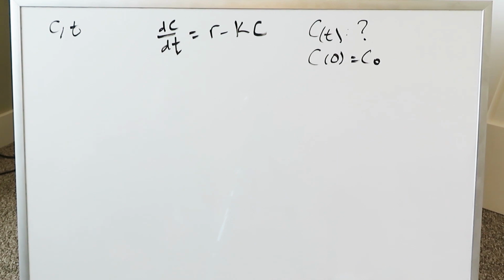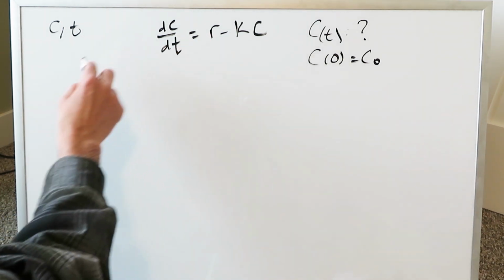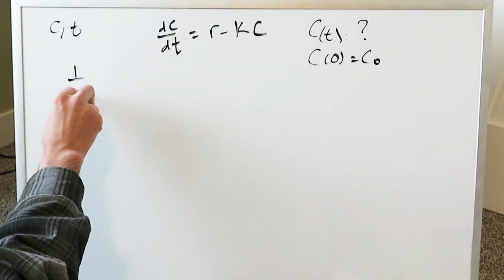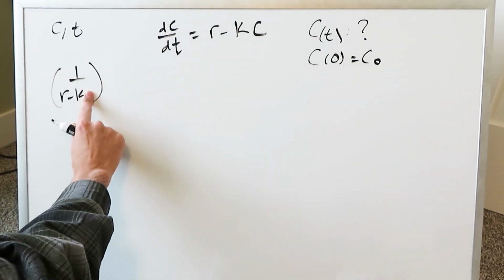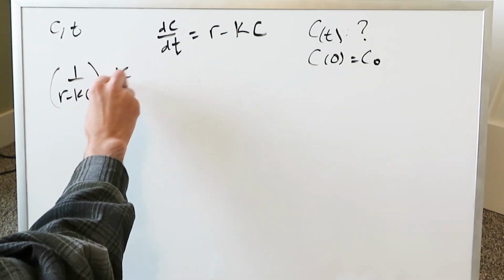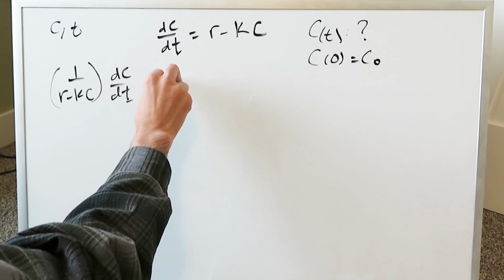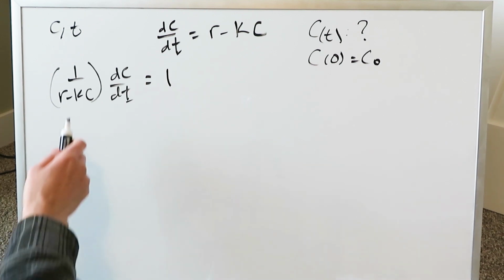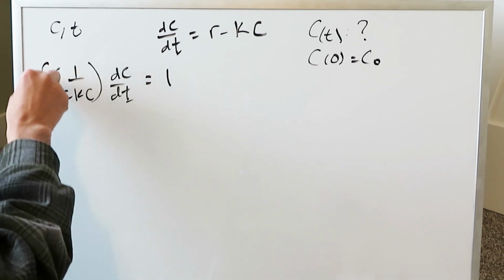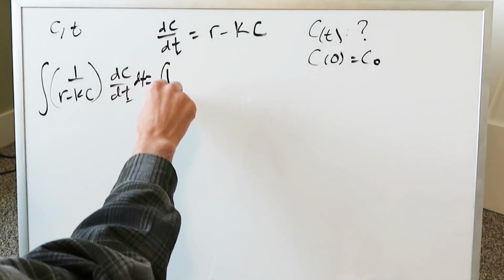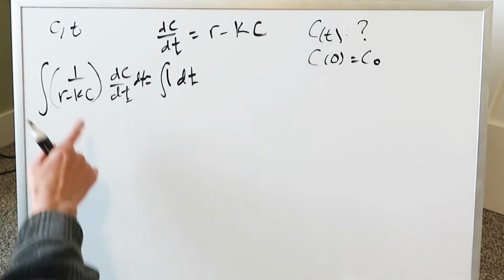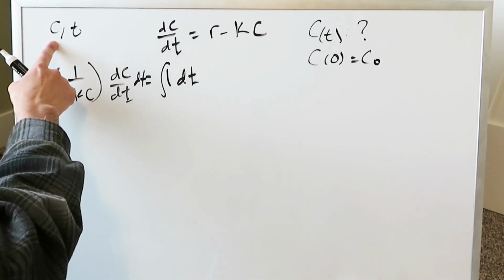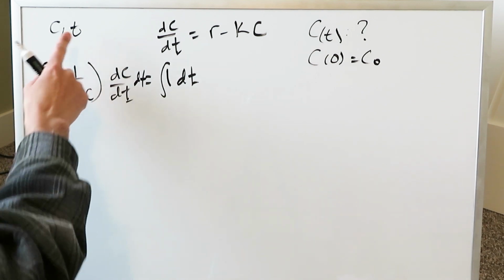When you want to do this by separation of variables, take that entire item onto this side. You'll have 1 over r minus kC times dC over dt is equal to 1. That's exactly how you'll start this separation of variables procedure. Now you're going to do the integral over here. Bring in the integral with regards to dt, because the variables are C for concentration of glucose in the bloodstream, and t for time.